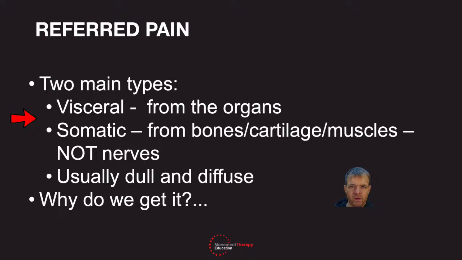So with referred pain, there are two main types of referral. You can have visceral referral, so this is from the organs. If you have inflammation of your liver, or a problem with your spleen, any one of those organs can irritate the structures around it, which are highly sensory innervated, and then stimulate a response from those sensory neurons. Okay. We've also got somatic referral, and this can be from bones, from cartilage, from muscles, but not nerves.